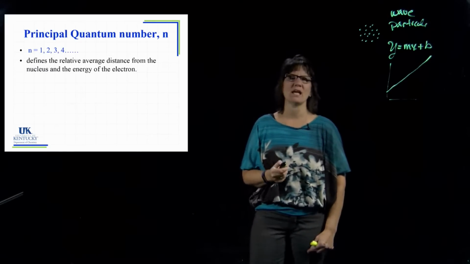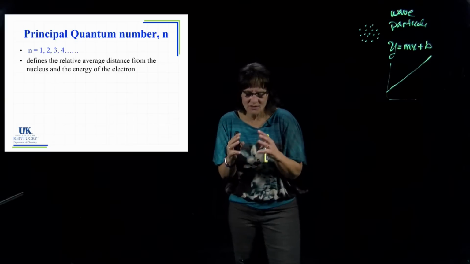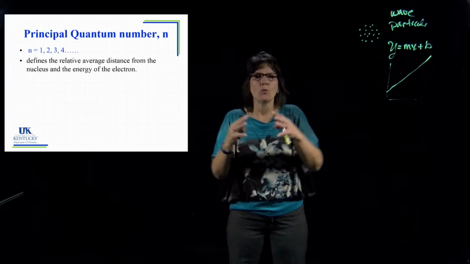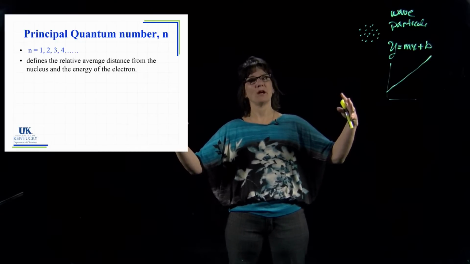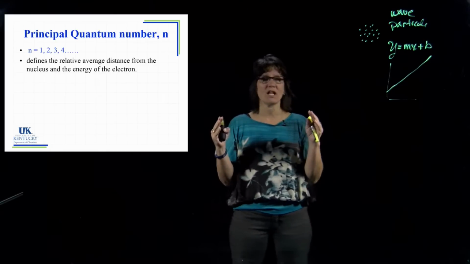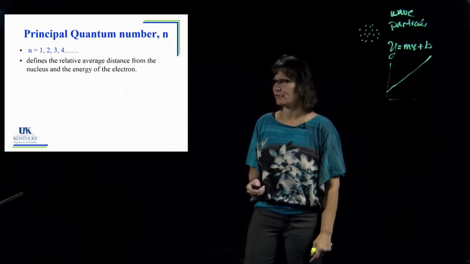And what is this number telling us? It's telling us a couple things. The first thing is it's telling us its relative distance from the nucleus. So when it's n equals 1, it's close. When it's n equals 2, it's a little further out. When it's n equals 3, it's a little further out from there. So the first thing that quantum number is telling me is the general distance out from the nucleus.